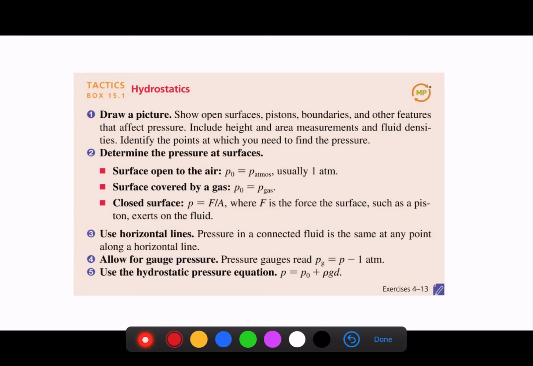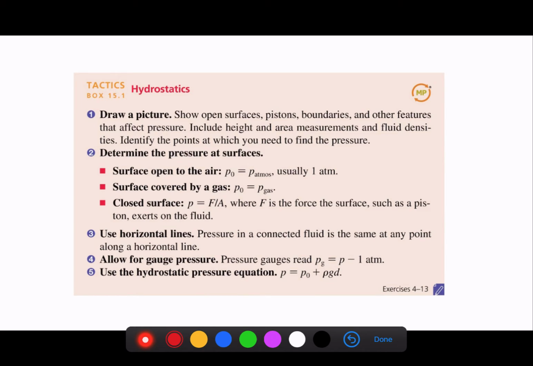If your surface is covered by a different gas, then that pressure is going to be whatever the pressure of the gas is. And if you've got a closed surface, then it's going to be whatever the force on the surface is, divided by the area of that surface. Again, horizontal lines are your friend, because if the fluid is connected, then the pressure is going to be the same at every horizontal point.